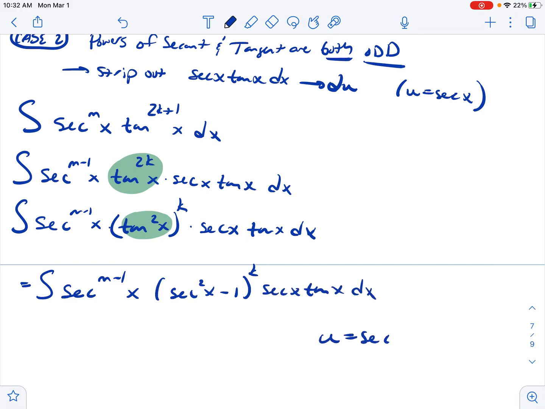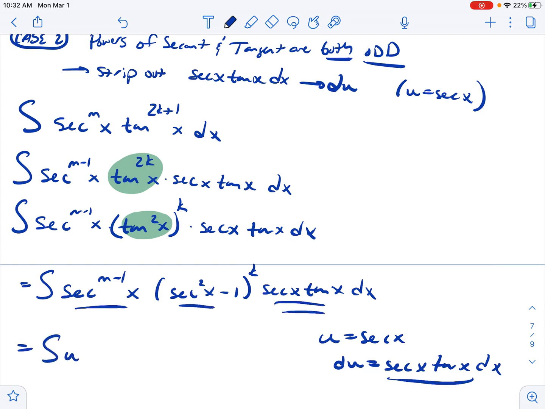And now we let u equal secant x. Our du picks up that secant x tan x dx at the end of this thing. Okay, so these are u's. There's my du. We get u to the m minus 1 power, (u squared minus 1) to the k, du. And then again, we clean it up and we go from there.